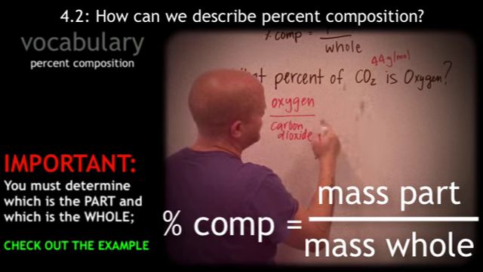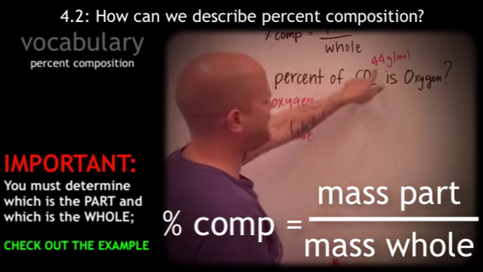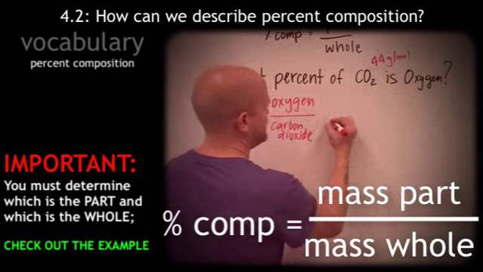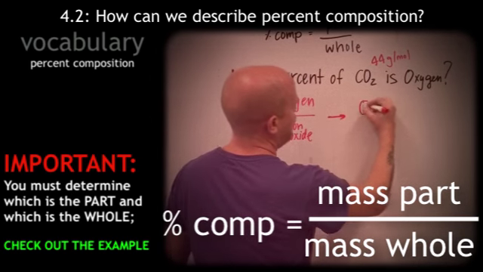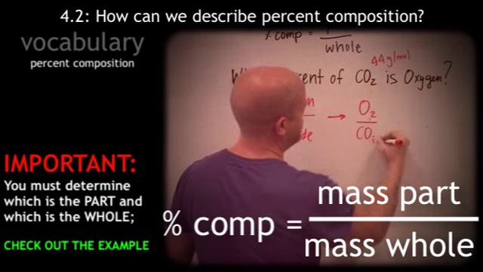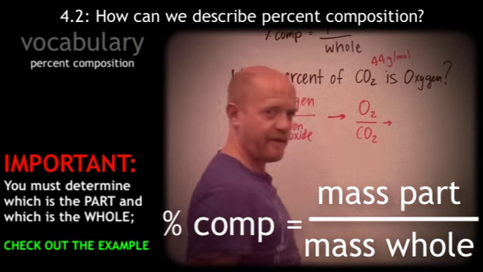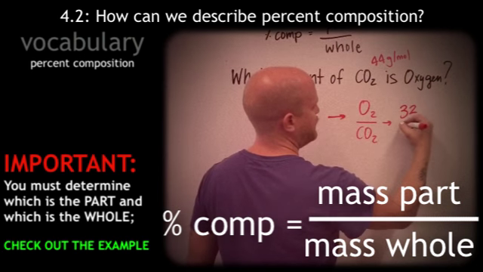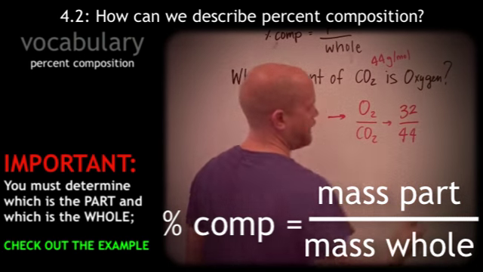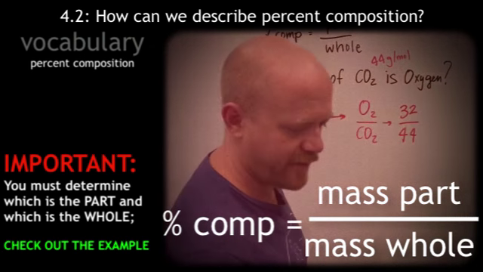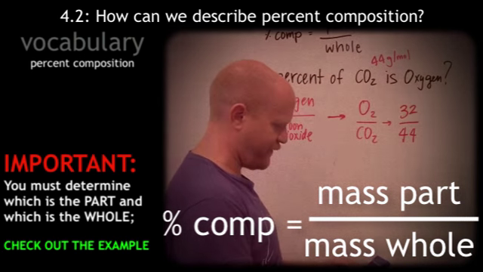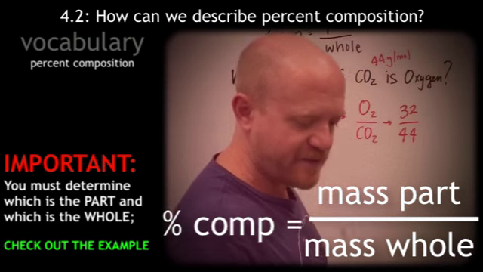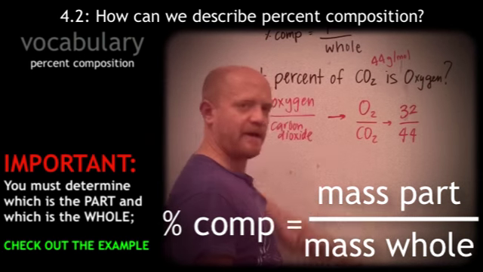I wrote this out because I wanted to show you something. Oxygen, there's not just one oxygen, there's actually two oxygens. So that is O2 over CO2. Or the mass of the O2, which is 32 over 44. Get out my trusty calculator. 32 divided by 44 is 72.7272727272, blah, blah, blah. You know what I mean?